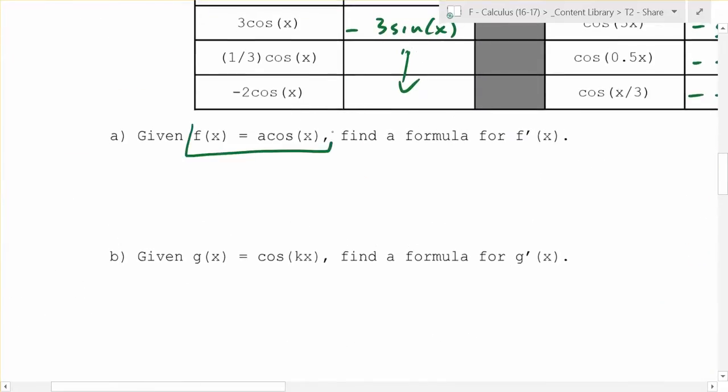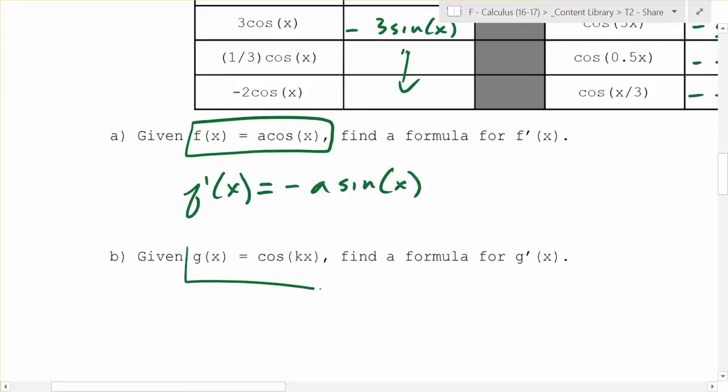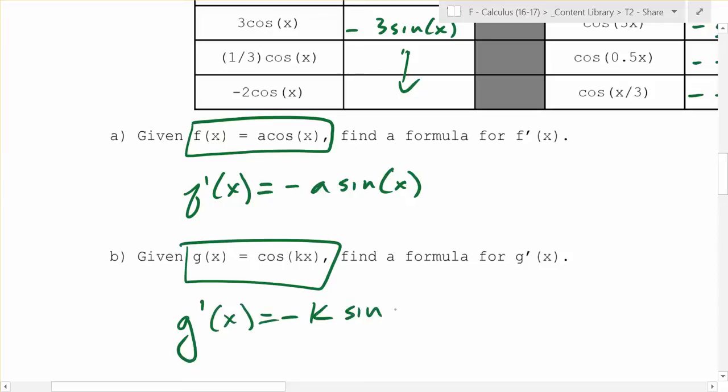So the generalized form of this is, if f of x is a cosine x, what's the derivative of f of x? Negative a sine x, the derivative, right? What about this one right here? What's the derivative of g here? Negative k sine of kx.